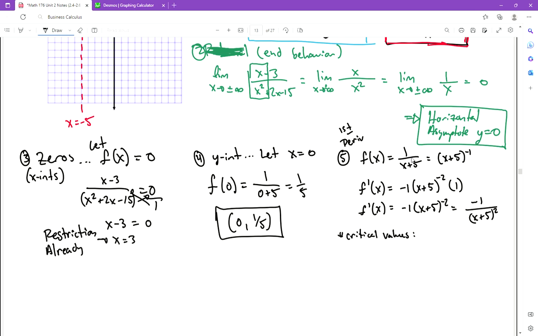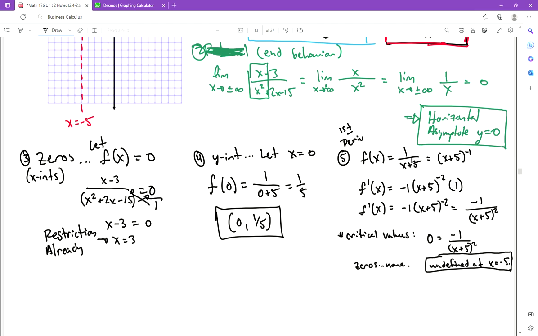Okay, so the critical values are where the f prime of x is equal to 0. So we would set 0 equal to negative 1 over x plus 5 squared. And here I'm just going to eyeball it and say, well, at x equals negative 5 is where we have a problem with this. Notice there is no x value that actually makes this 0. Okay, so we can say no zeros, none, but this function is undefined at x equals negative 5. Okay, so that's important for us.